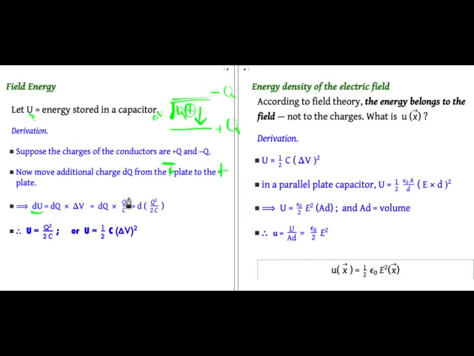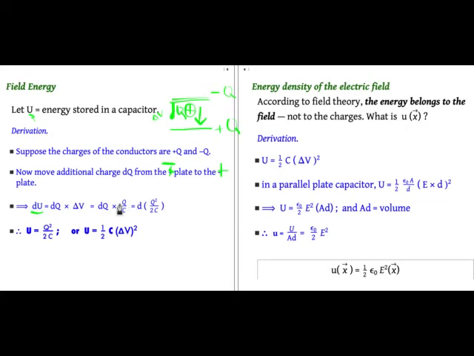Now remember, delta V is Q over C. That's the definition of capacitance. Capacitance is Q over delta V, or delta V is Q over C. Now you see I have here, well, C doesn't depend on Q. Remember, C is a constant as far as Q is concerned.